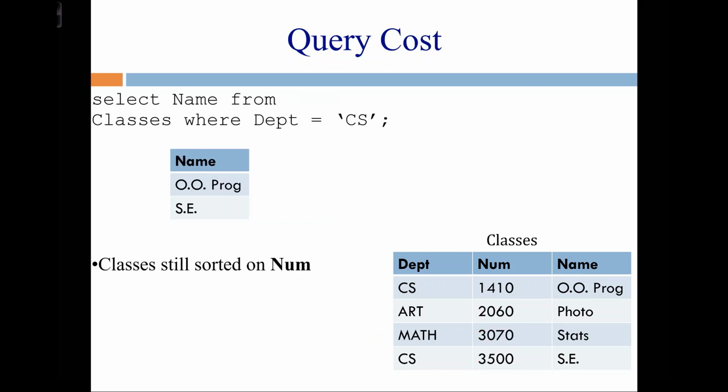Okay, so what if we have a different query now? Select name from classes where department equals CS. And since I reordered this table based on number to help with that other query, now it is not ordered based on department. So the best we can do is a linear scan. We have to find all departments with CS. It's not ordered based on the CS department, so we have to look at all of them. So 4 rows to process this query.